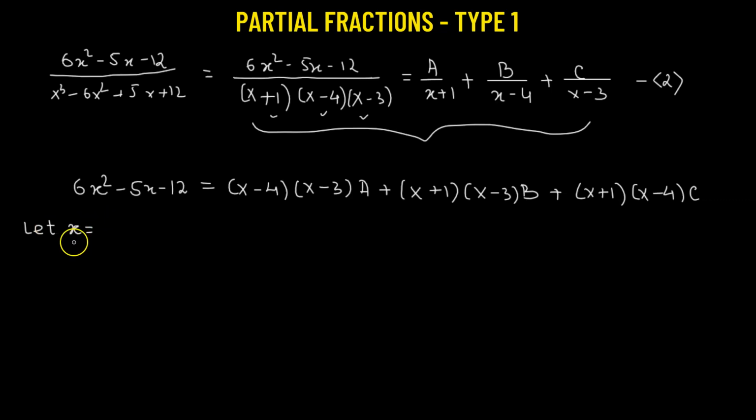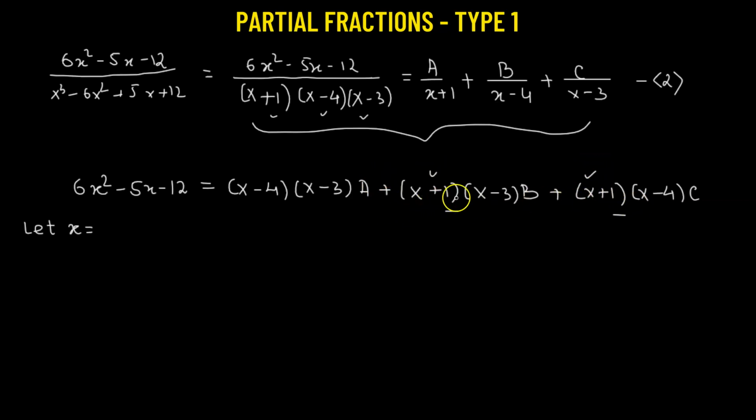So we are going to choose the value of x in such a manner that the second term and the third term go to 0, and we will be left with only the first term, which will help us calculate the value of a easily. So how do we choose the value of x? We'll look for a factor that's common to both the second term and the third term. Here we see that x plus 1 is common to both of them.